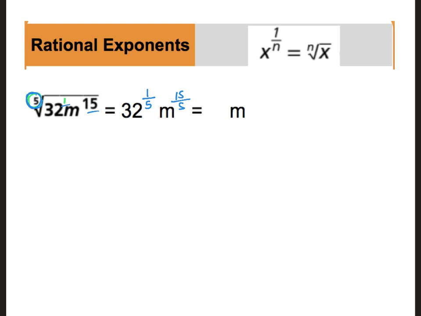So if I do 32 to the power of 1/5, I'm just going to type that into my calculator right now. I get 2. And m to the power of 15 divided by 5. 15 divided by 5 gives me 3, so my final answer would be 2m cubed. Again, if you're doing 32 to the power of 1/5, you have 2 options to type it in. It's either the 5th root of 32, or you could type into your calculator 32 to the power of 1 over 5. Those will give you the same answer.